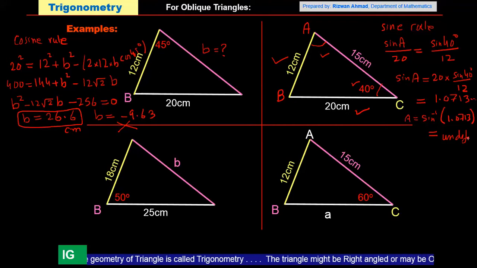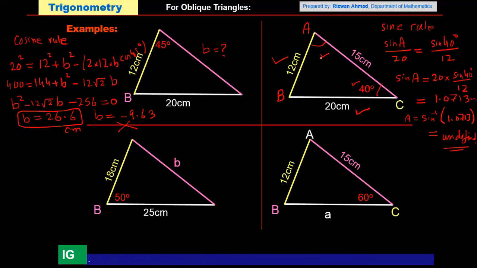So why did we get this? The reason is that this situation is not possible with these particular measurements and this angle as 40. That's why we are getting a maths error in the calculator, which means that we cannot construct such a triangle with angle 40 here. So it means this is not a possible situation.